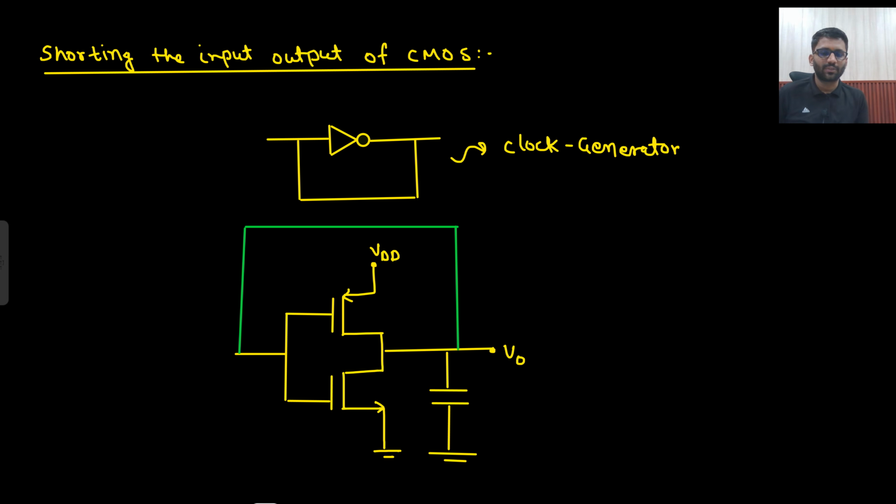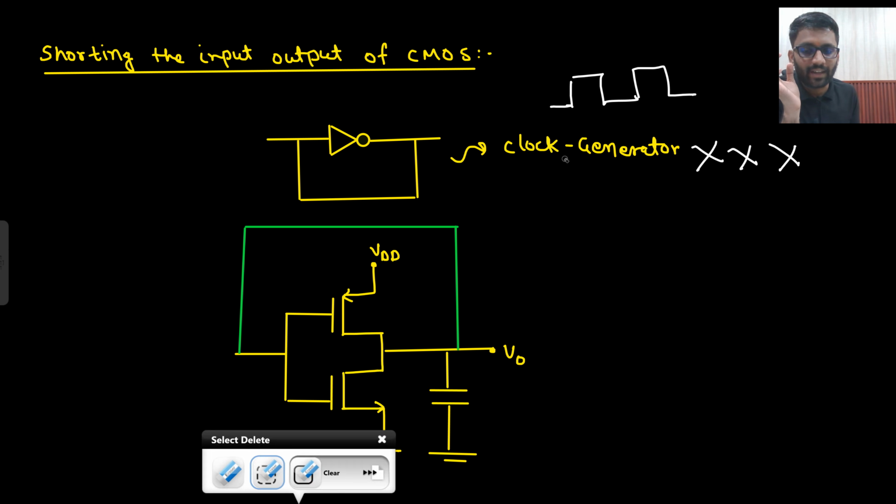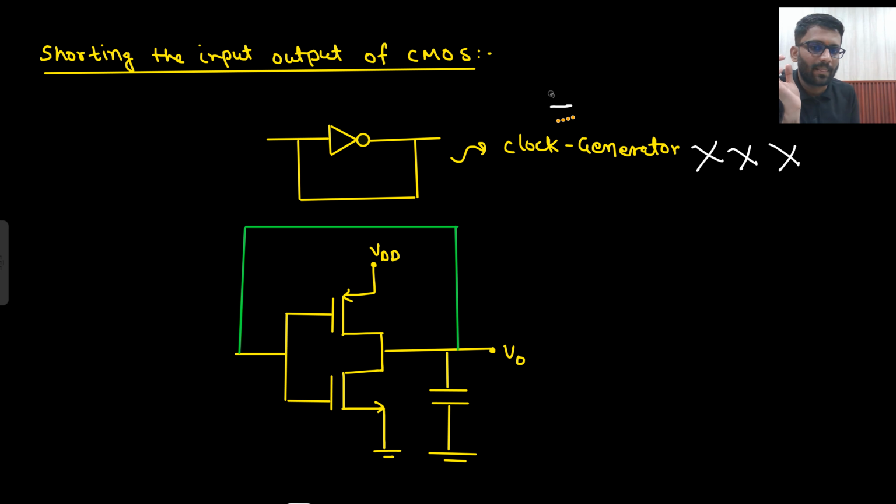Now let's see some small points. In our digital electronics course, when we were studying ring oscillator, what did I tell you? That for a CMOS inverter, if you connect the output back to the input, what will happen? It will work as a ring oscillator, 0 1 0 1 0 1, and it will generate the clock. But that is wrong. For clock generation you need at least 3 inverters.